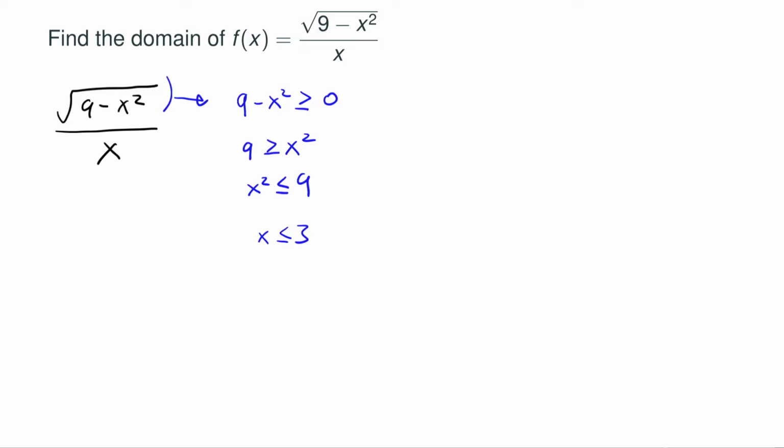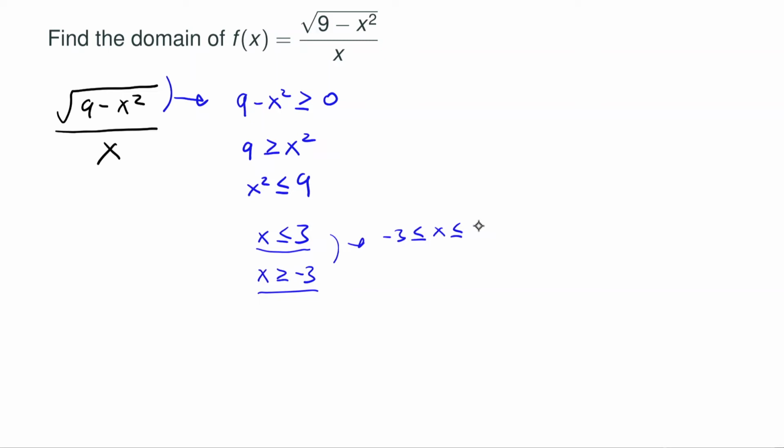So all the values less than 3, but also all the values must be greater than negative 3. Because for example, if you square negative 4, we get 16, which makes this expression incorrect. So x has to be less than or equal to 3 and greater than or equal to negative 3. And we can combine that and write like this.